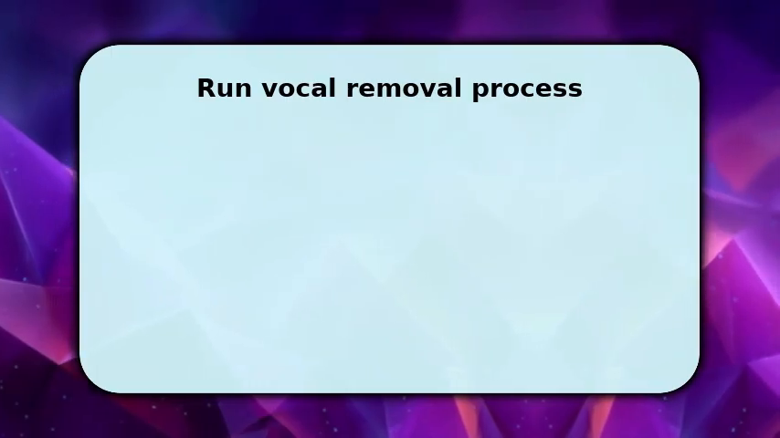Start with a moderate removal strength, then preview a short segment. If vocals bleed, reduce strength. If backing vocals disappear, increase. Once comfortable with a preview, process the entire track. Make sure to save a copy so you don't overwrite the original.